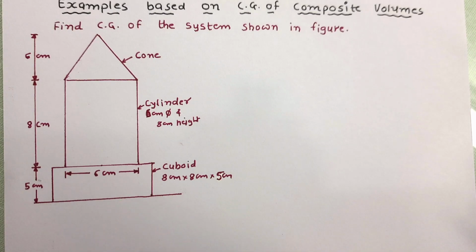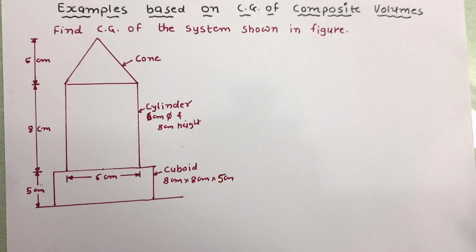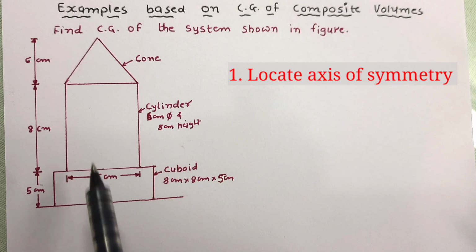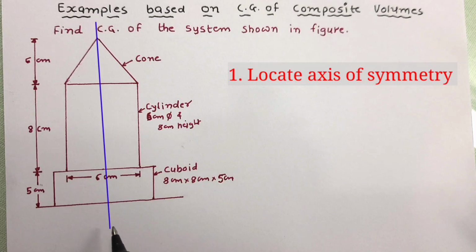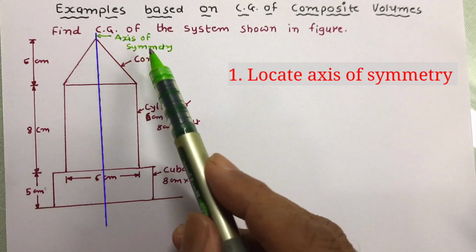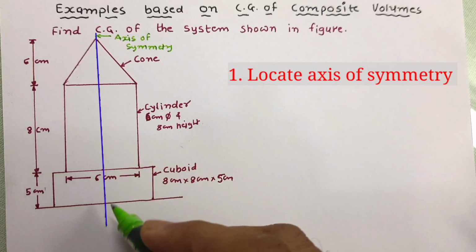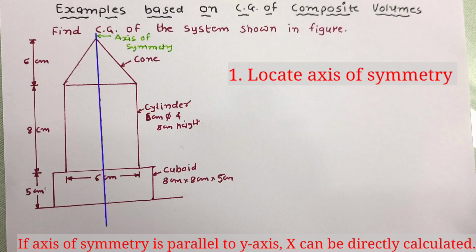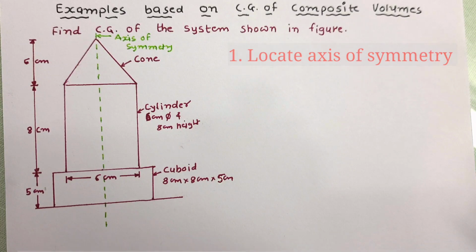So let us try to solve the problem following the predefined steps. First step is to identify any axis of symmetry is there or not. So by closely observing the figure, we can see one axis parallel to YY can be obtained about which this system is symmetric. So let us mark it in the figure. So this axis is axis of symmetry which is parallel to YY. So X bar can be directly obtained. So let us work out X bar first.